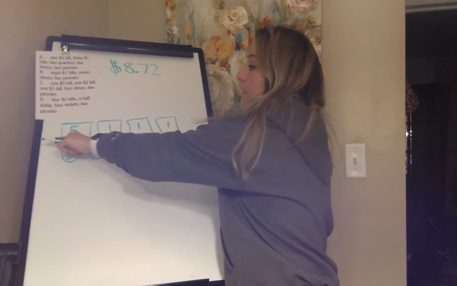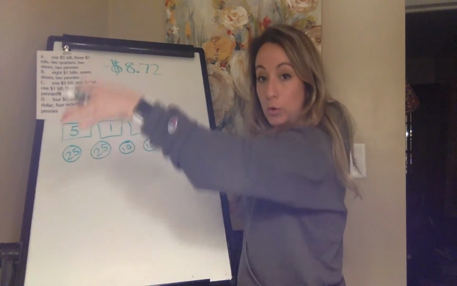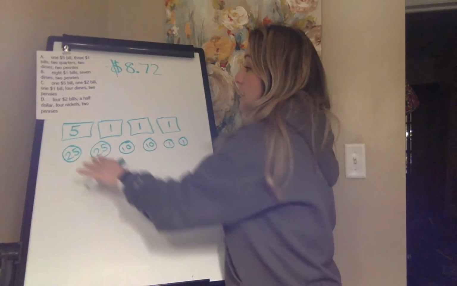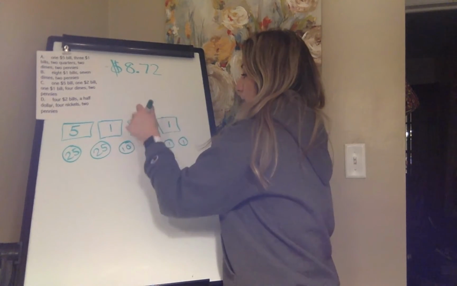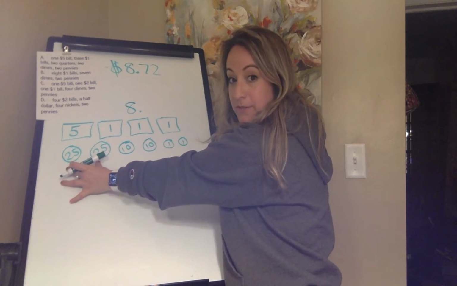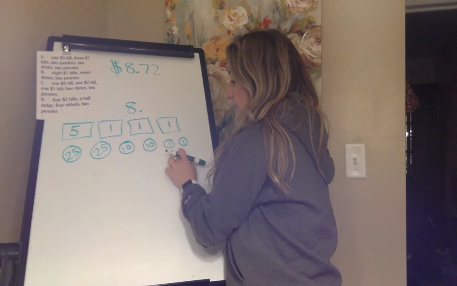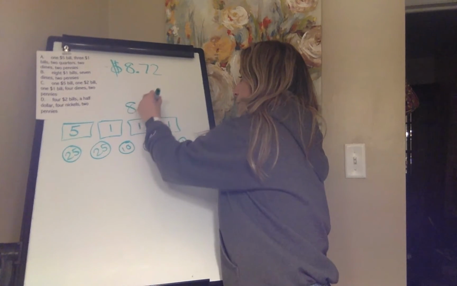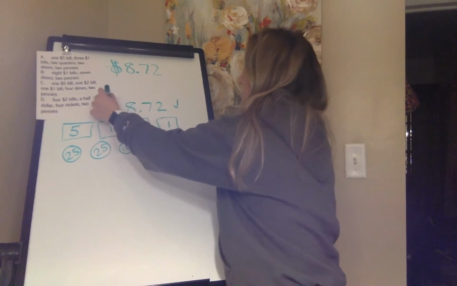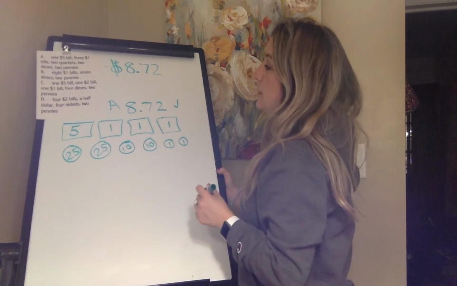So remember, your bills are going to be your whole numbers, and your coins are going to be your decimals, okay? So 5, 6, 7, 8. 25 plus 25 is 50, 60, 70, 71, 72. So that one works, okay? So A is good. That's not going to be our answer. Let's look at the next one.